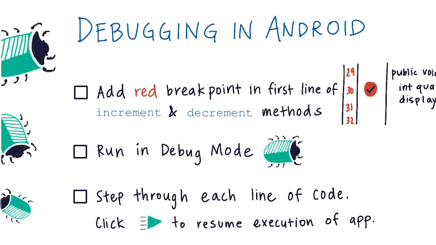Now I want you to try it on your computer. Go ahead and add a breakpoint to the increment and decrement methods. Then run the app in debug mode, and then on the device, try to trigger each of these breakpoints. Then step through each line of code, making sure that the quantity variable shows up with the right value in the variables list. You can click on this play button to resume execution of the app so that it runs as normal. Or you can hit the stop button to detach the debugger.